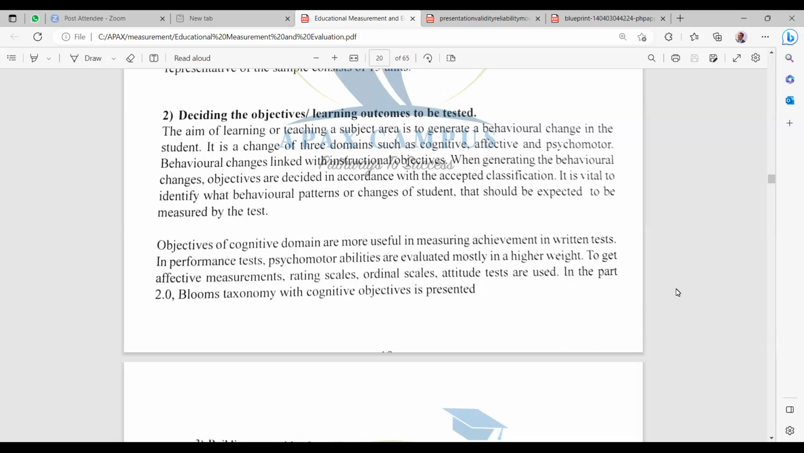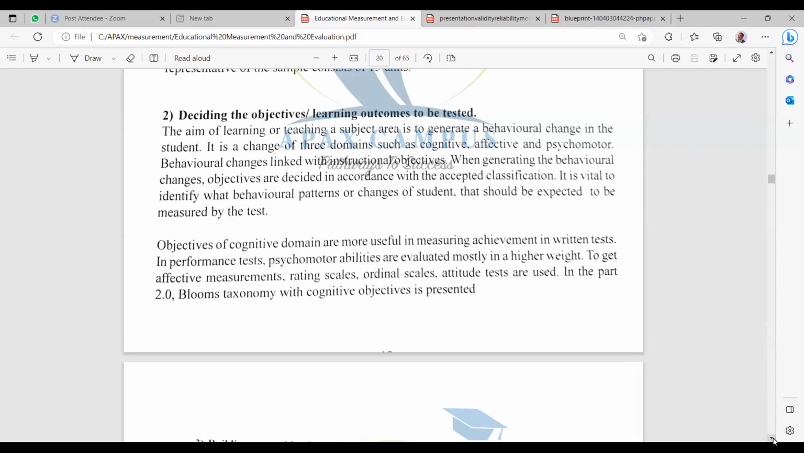Now the second sentence says it is a change of three domains such as cognitive, affective, and psychomotor. We have discussed these things earlier. Behavioral changes linked with instructional objectives. We learned instructional objectives. I told you that there are two types, instructional and behavioral objectives. When generating the behavioral changes, objectives are decided in accordance with the accepted classification. So classifications can be the three domains. Moving to the last paragraph: objectives of the cognitive domain are more useful in measuring achievement in written tests. In performance tests, psychomotor abilities are evaluated mostly at a higher weight. To get effective measurements, rating scales, ordinal scales, and attitude tests are used.